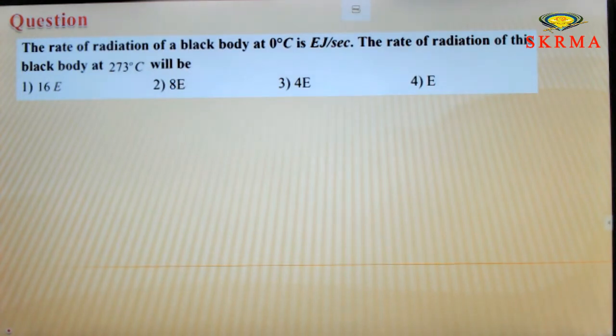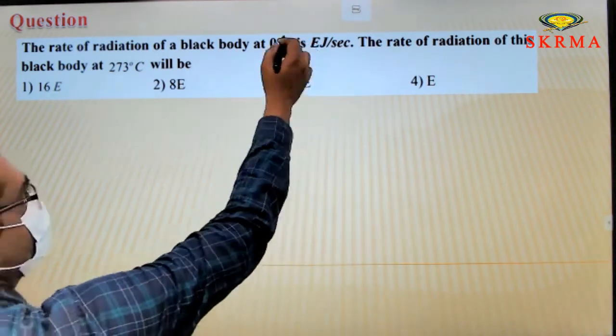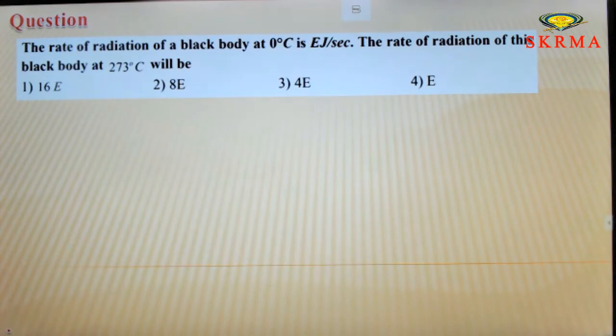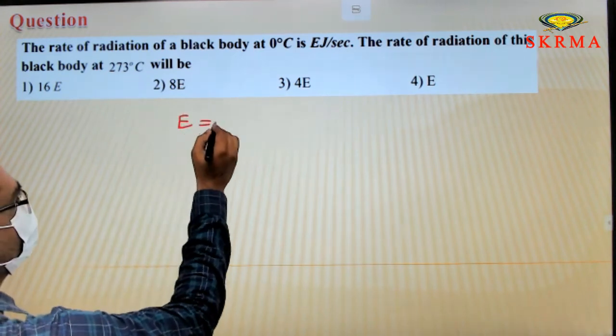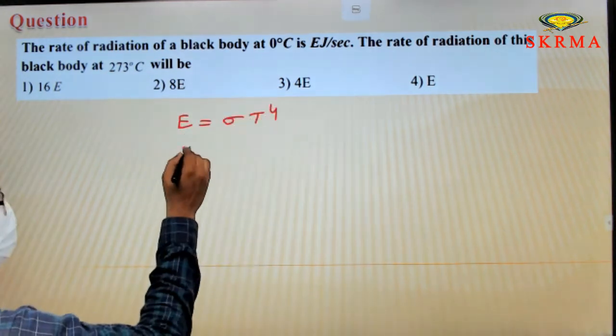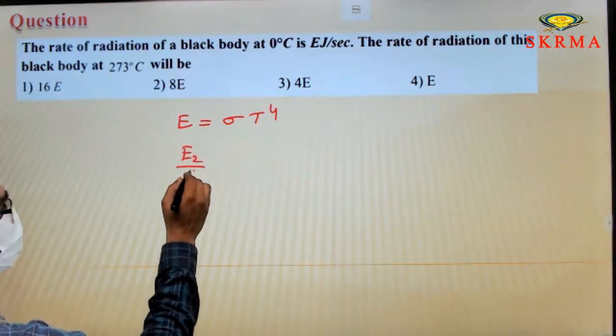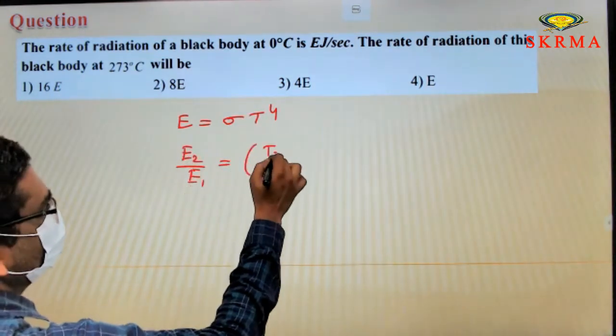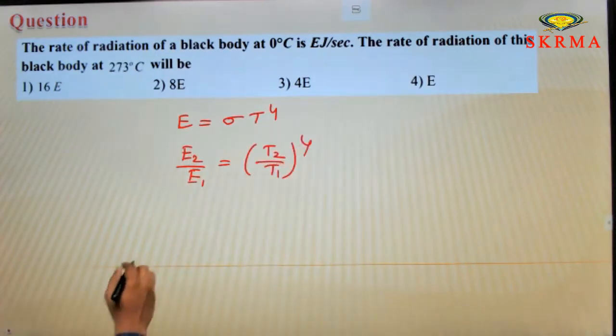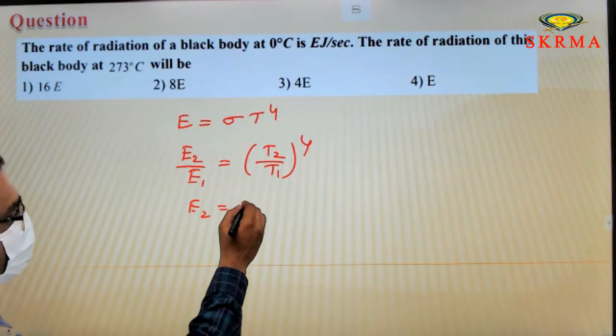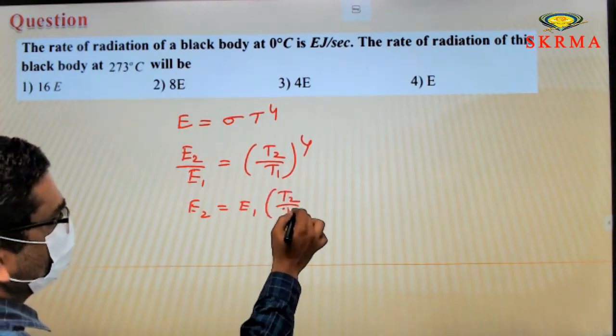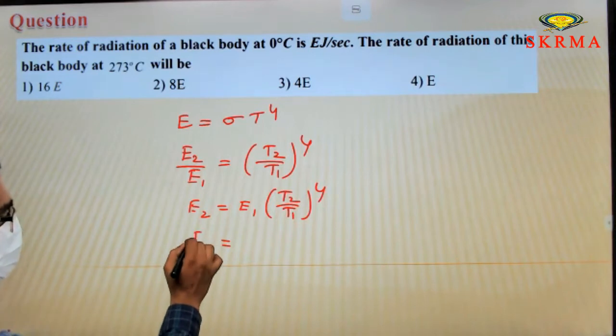Next problem, the rate of radiation of a black body at 0 degrees Celsius is E joule per second. Then the rate of radiation of this same black body at 273 degrees centigrade. Rate of radiation is related to temperature, that means E is equal to sigma into T power 4. So E2 by E1 is T2 by T1 whole power 4, so E2 equals E1 into T2 by T1 whole power 4. What is the value of E1?